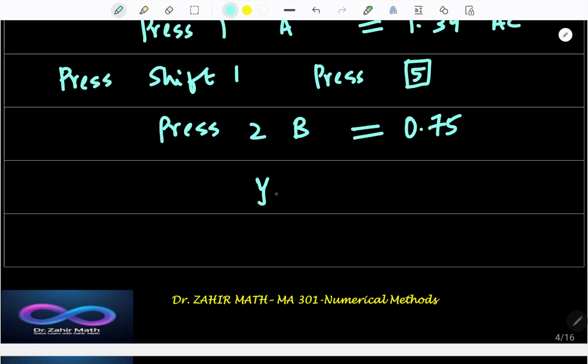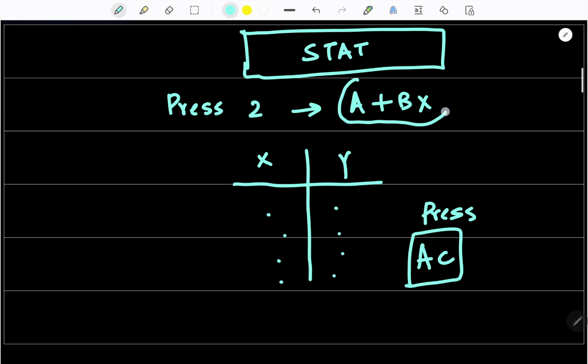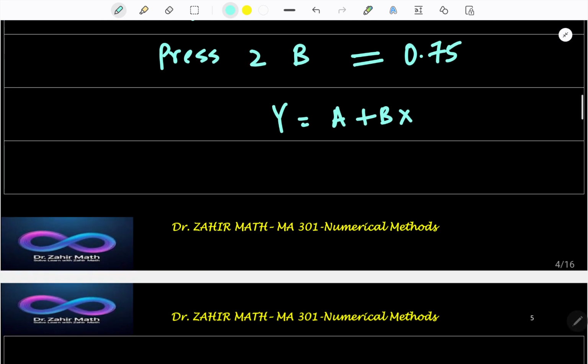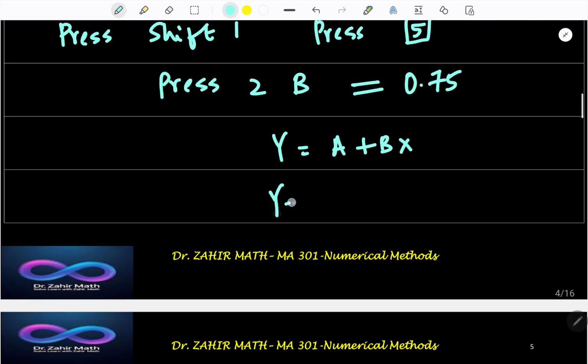So what is your linear regression? Y equals A plus BX. Write according to the calculator, because when you press stat, press 2, A plus BX. Same model, don't change A and B, otherwise the value will change. So your A is what you got, 1.39. So Y equals 1.39 plus B, which is 0.75x.